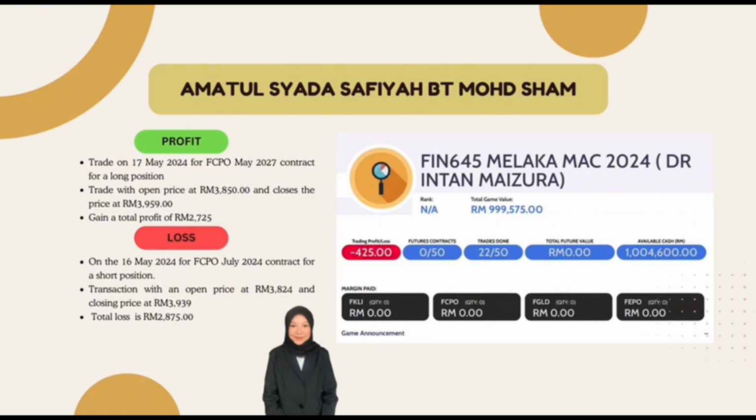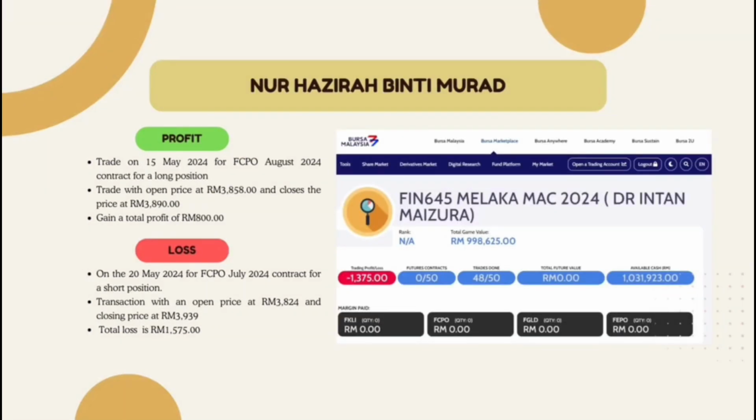For loss, the most unprofitable trade I made was on 16 May 2024 for the FCPO July 2024 contract for a short position. The transaction had an open price at RM3,834 and a closing price at RM3,939. So my total loss is RM2,875. As you can see, overall trading made by Nur Hazira was a loss with a total of negative 1,375 ringgit.